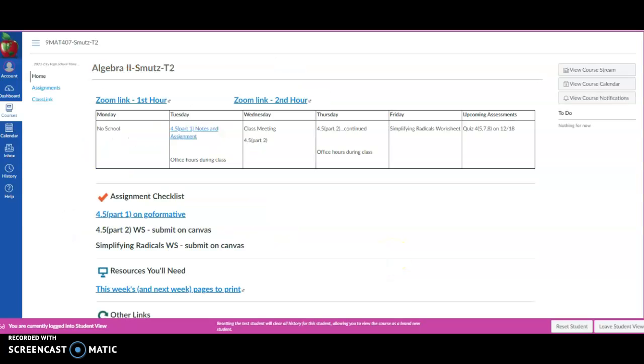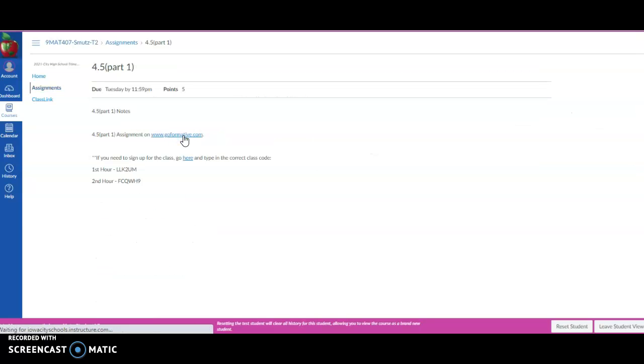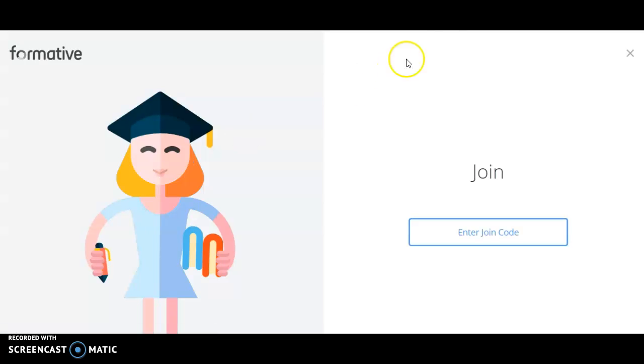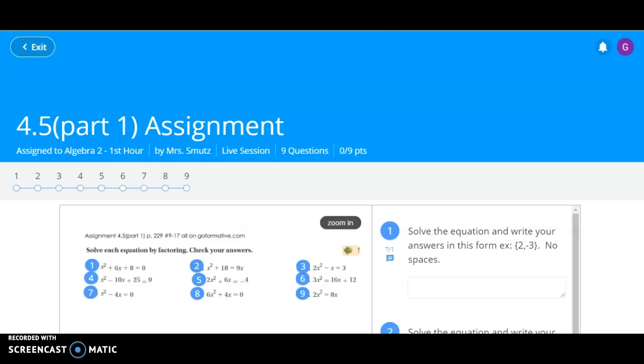All right, so if you go to your Canvas page for Algebra 2, you should see under Tuesday, 4.5 Part 1 Notes and Assignment. And then if you've never done this yet, you need to highlight the code of the class that you're in. If you switch classes, I can switch it for you. You don't need to join the new class. But if you have not joined GoFormative yet, go ahead and highlight the proper class and then click on the link. Should be able to enter your code. Once you do that, you'll be able to go to 4.5 Part 1 Assignment.